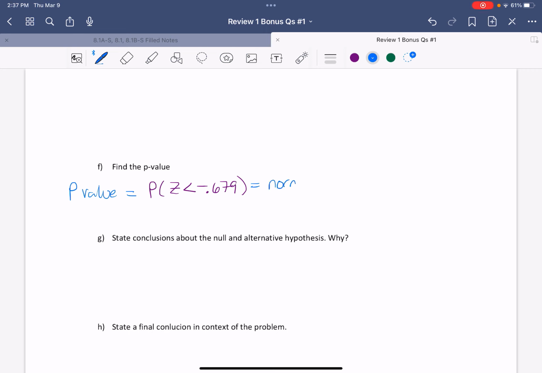So what I want to see is the normal CDF. The lower bound is negative 9999. Upper bound, negative 0.679, 0 and 1. Let me do it myself in my calculator because I don't know if I did it right. Second distribution, normal CDF. I had a minus instead of the negative sign. Little things, right? That should give you 0.249.